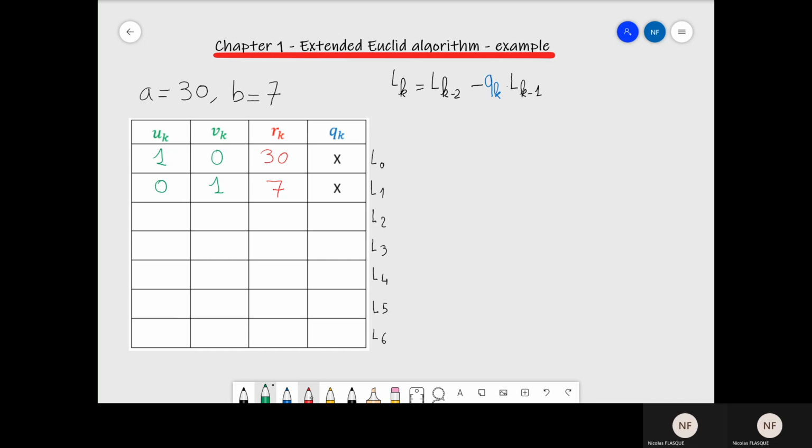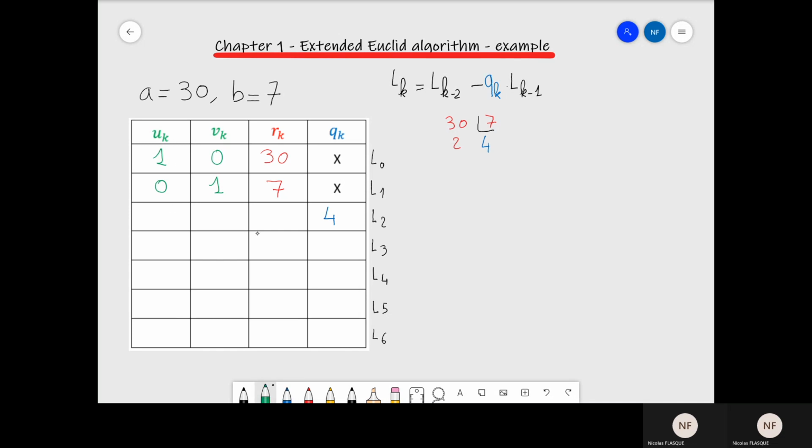So once this is done, the step is to compute the Euclidean division between Rk and Rk plus 1, that is 30 divided by 7, so that we get the quotient. 30 is 4 times 7 plus 2, so we have the value of Q2 equal to 4. Now we use the general formula so that we can compute L2 from Q2, L0, and L1.